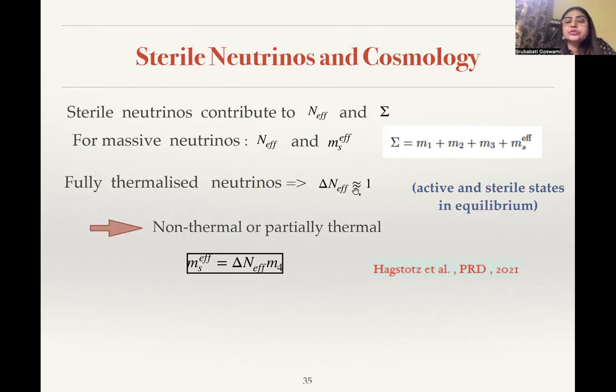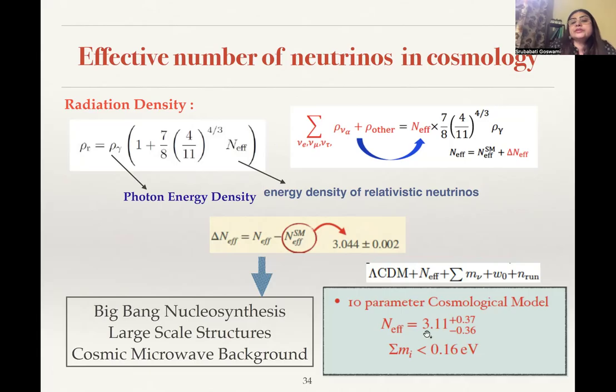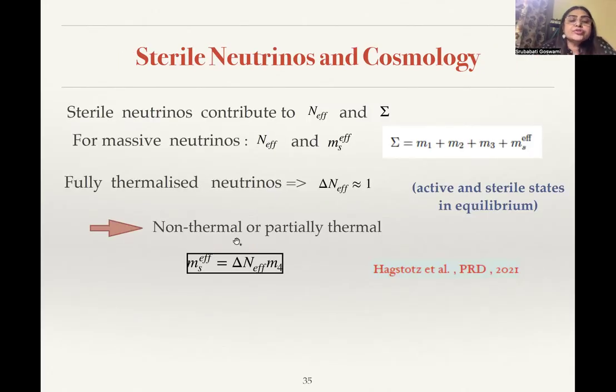For fully thermalized neutrinos, ΔN_eff will be 1. If the sterile neutrinos are fully thermalized, then active and sterile states will be in equilibrium and ΔN_eff will be 1. But what we are seeing from the data is that N_eff minus N_eff of the SM is less than 1. So for that, one has to take a non-thermal or partially thermal distribution of the sterile neutrinos, in which case m_s^eff will be ΔN_eff times m₄. If ΔN_eff is 1, then m_s^eff is m₄. Otherwise, we have to take m_s^eff.